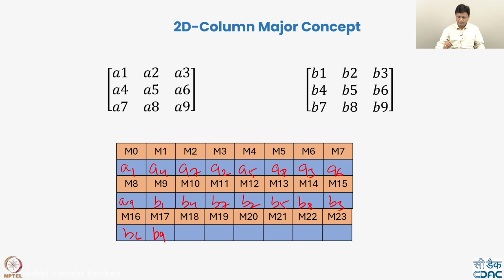So, I hope this concept is clear: what is the impact of row major order and what is the impact of column major order, and how they are going to store a 2D matrix in continuous memory locations.